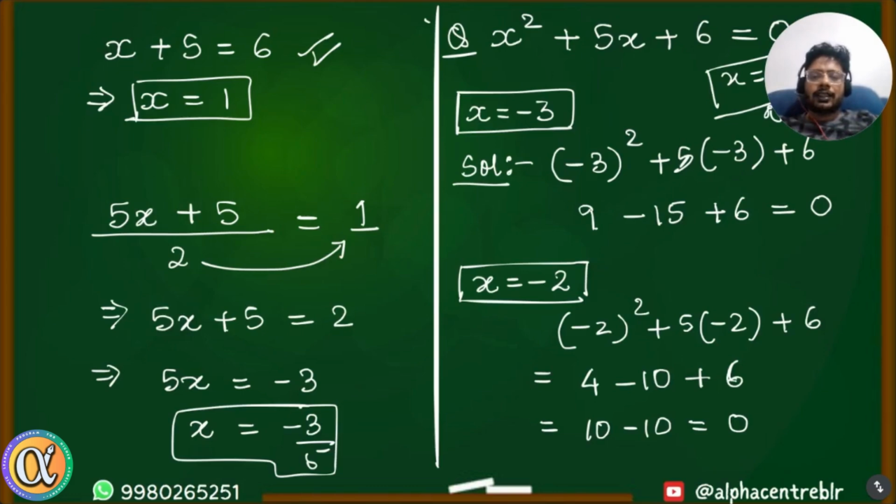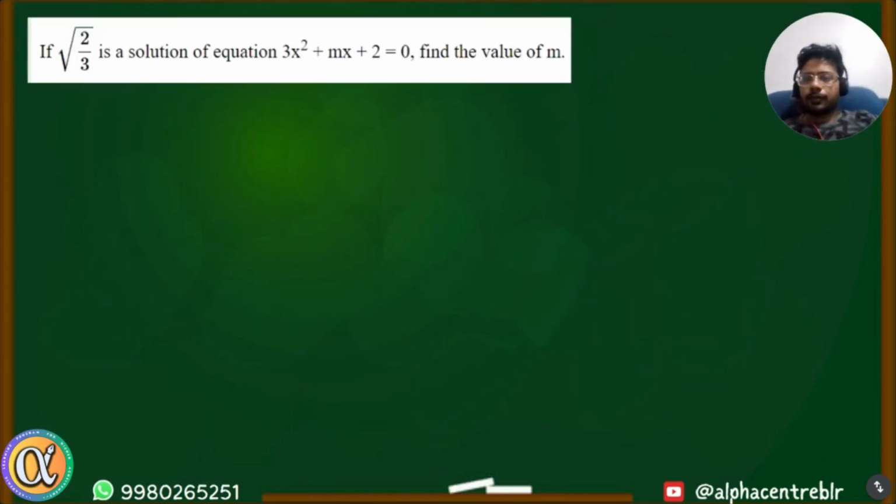If you try with any other value like 1, 2, 3, 5, minus 1, minus 5, you will never again get a 0. It's only these two values which are giving 0. Therefore, these are roots of the quadratic equation. So roots of quadratic equations are nothing but the values of x for which the quadratic equation gets satisfied, or is equal to 0. Clear? Instead of root, we can also say solution of the quadratic equation.